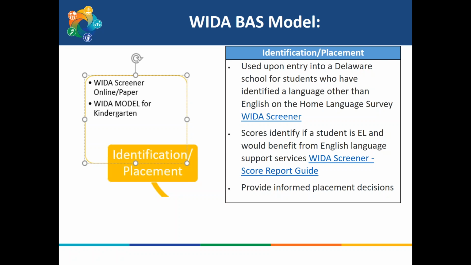Students in kindergarten and the first semester of first grade would take the WIDA model for kindergarten. The score reports help to make the decision on how to support a potential English learner. And the scores are then entered into the state database in order to determine eligibility status.